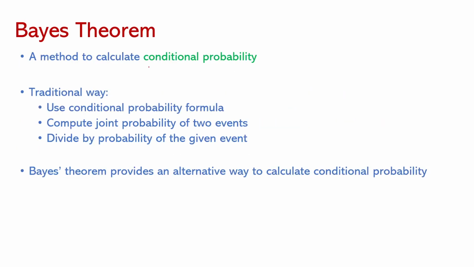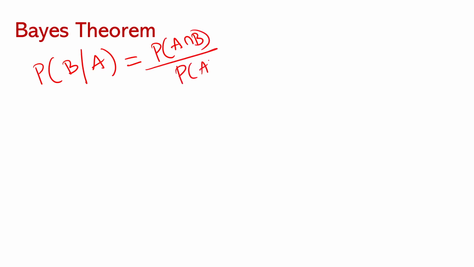This is a method to calculate the conditional probability. Bayes theorem provides an alternative way to calculate conditional probability. Let us see here. I will talk about conditional probability. We have just seen that to find the probability of event B, given that A has already occurred, is nothing but P of A intersection B by P of A. This is, let us say, equation number 1.